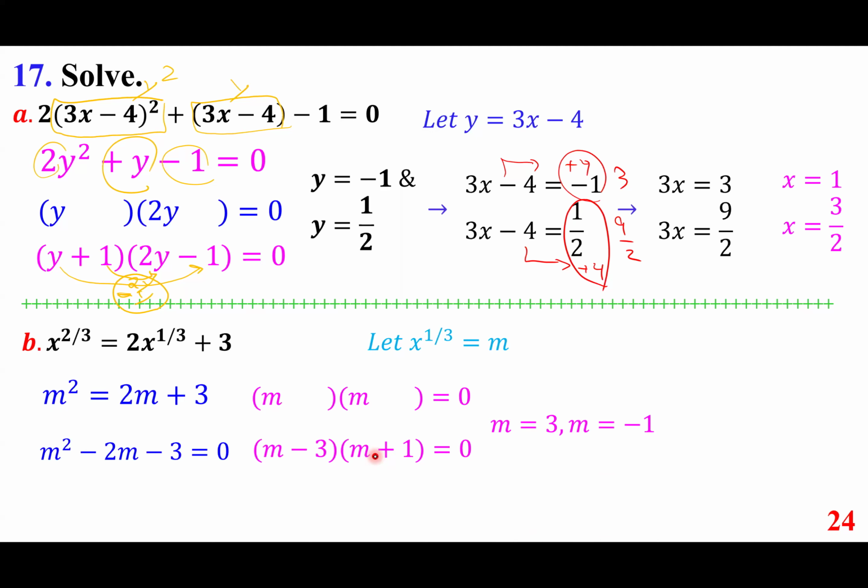Now, if x to the power 1/3 is m, what is x? Raise both sides to the third power, and x becomes m cubed. So x is 3 cubed, 27, minus 1 cubed, -1. And you really should check.